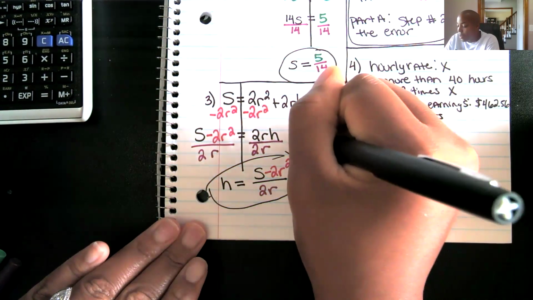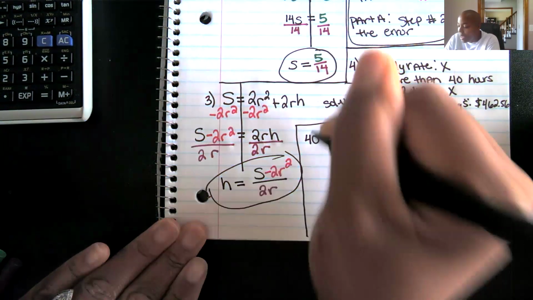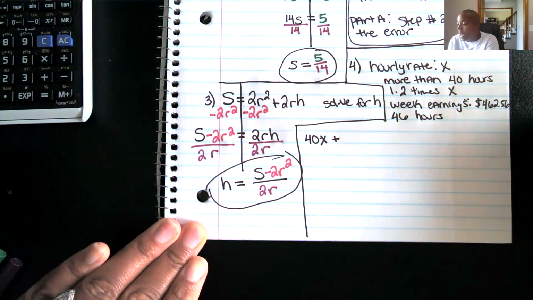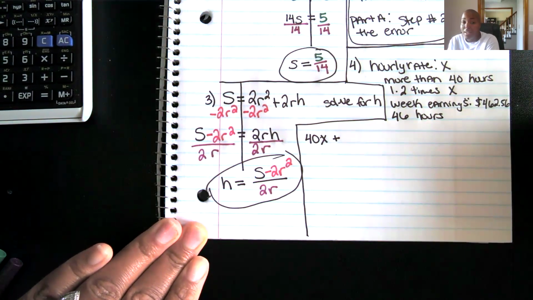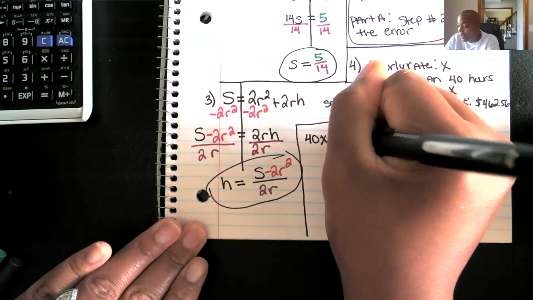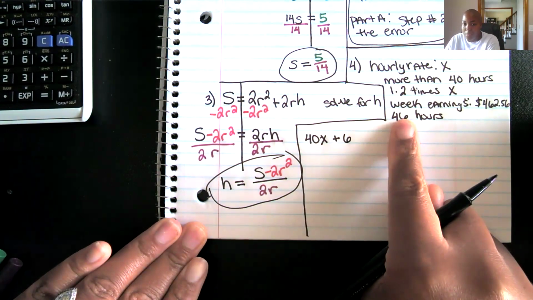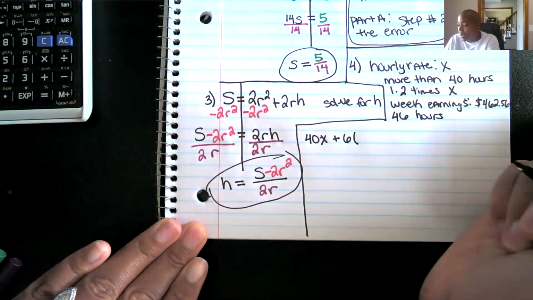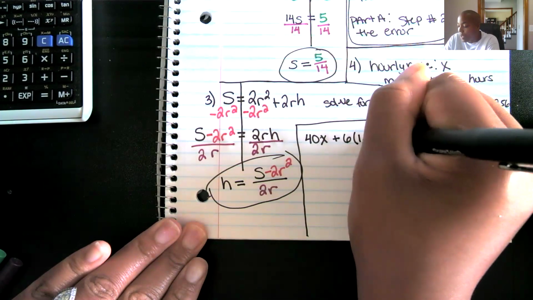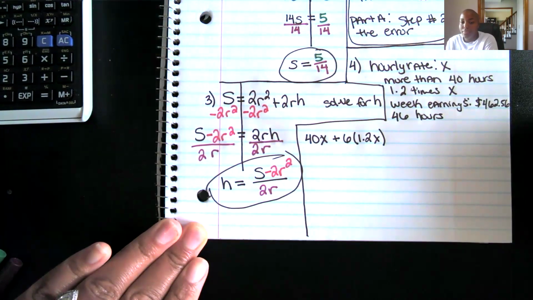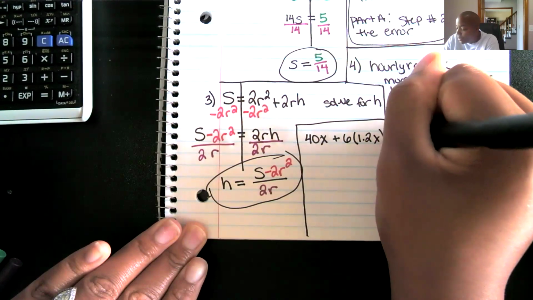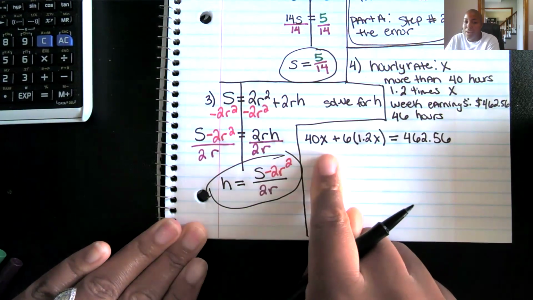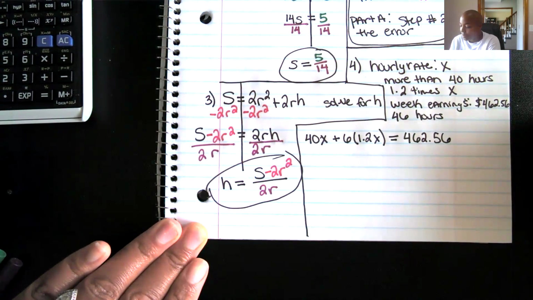So first, our normal 40 hours is at pay rate of X plus our additional hours. We worked 6 additional hours from 40. 46 minus 40 is 6. And that rate is 1.2 of X. And that total is $462.56. So we're trying to figure out how much we get paid per hour.